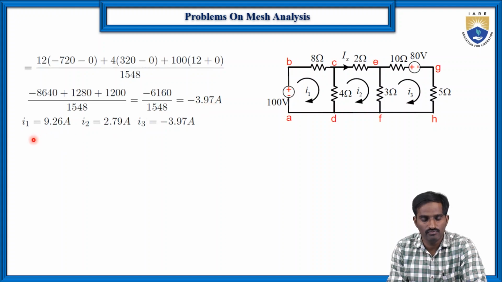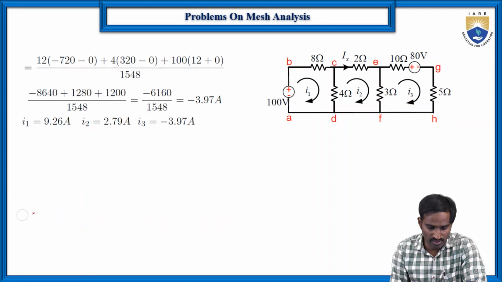So now we have got the values of I1, I2, I3. I1 is the loop current flowing through the first loop, I2 is the current flowing through the second loop, and I3 is the current flowing through the third loop. So here, according to the given problem, what are we asked to find?